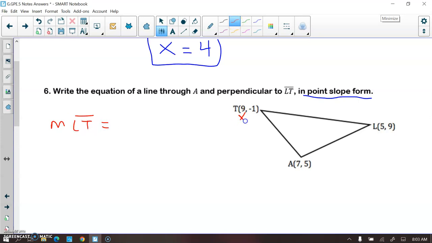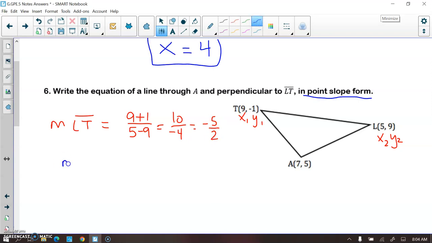I'm going to label T x1, y1, and L x2, y2. It doesn't matter which one you label x1, y1, or x2, y2. Using my slope formula, I'm going to do y2 minus y1, minus a -1 is really a +1, all over x2 minus x1. So I wind up with a 10 over a -4 slope, which actually reduces to -5/2.